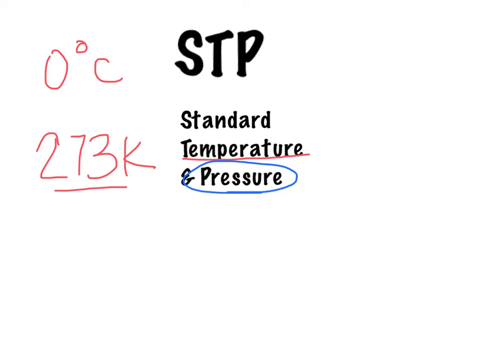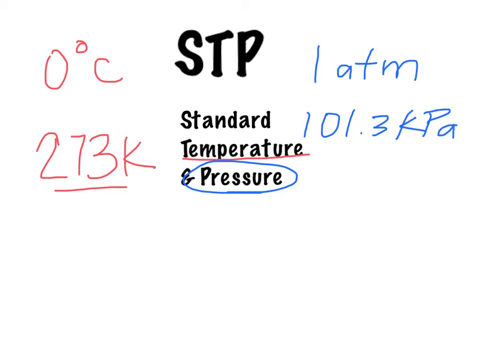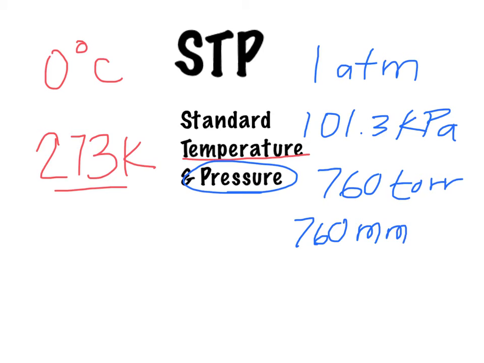So if you have pressure, it can be one of the following things. It can be 1 atm, it can be 101.3 kPa, it can be 760 torr, it can be 760 millimeters of mercury, and it can be 14.7 psi. They all stand for standard pressure.